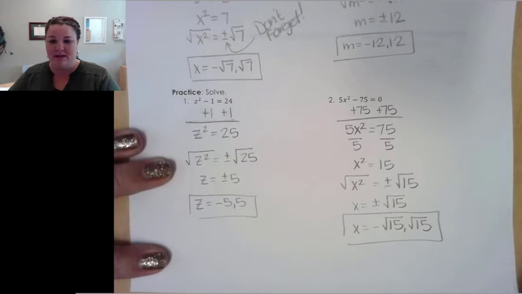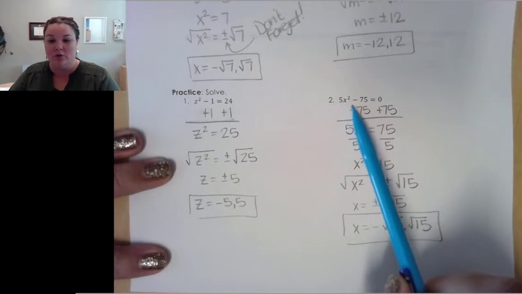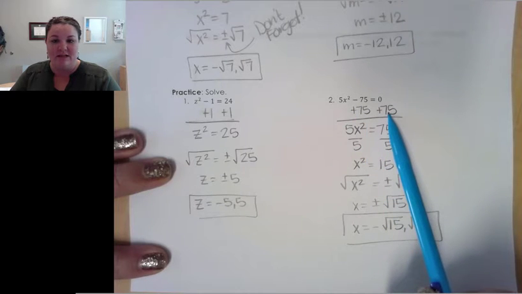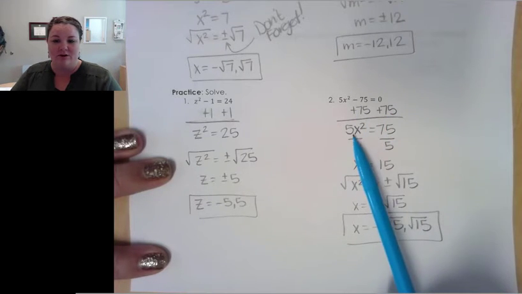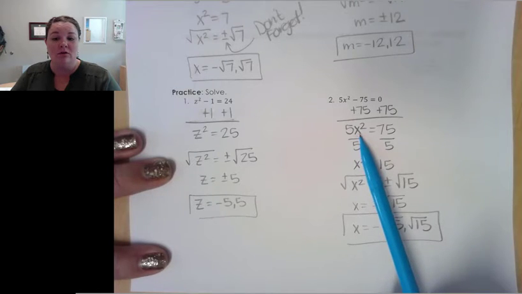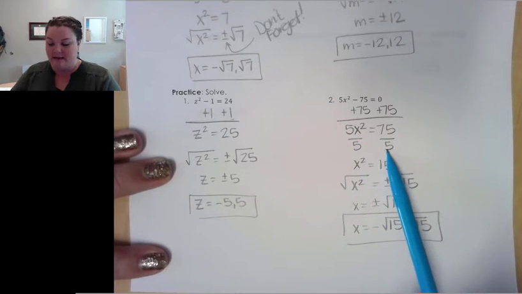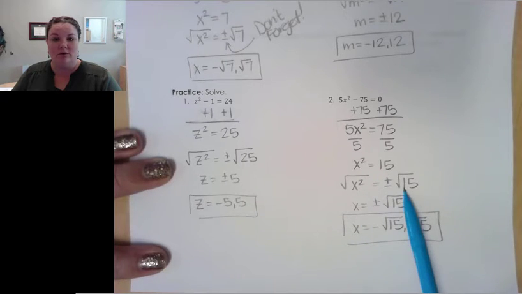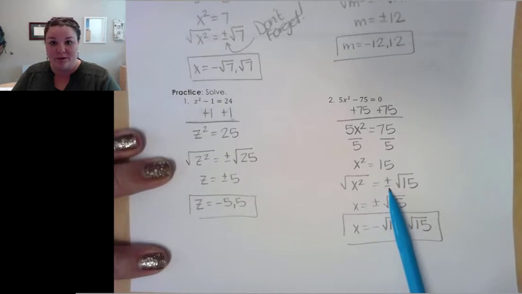Second one, same thing. We need to get the term with the x squared isolated. So we're going to move our 75 to the other side. Once we have our squared term isolated, then we need to isolate the squared variable. So we get rid of the 5 by dividing. So x squared equals 15. And then we take the square root of both sides. Again, don't forget your plus or minus.